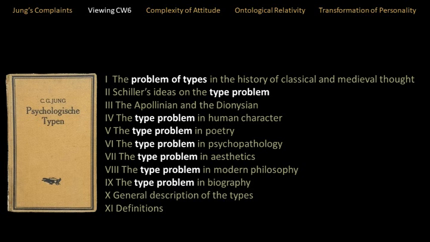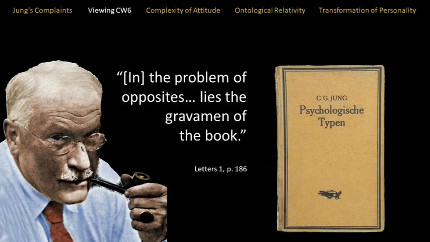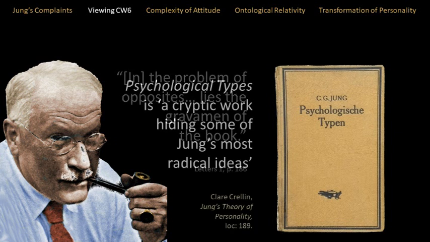You can see Jung's emphasis on problems even on the contents page, where the word problem appears in 8 out of the 11 chapter headings. And when Jung characterised the content of the book in a letter, he said that it was all about the problem of opposites. "In the problem of opposites lies the gravamen of the book." So in answer to the first question, does Jung start with premises or problems? The answer is that he starts with problems, which is the starting point for Popper's scientific approach.